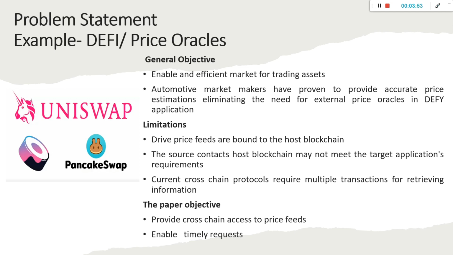For example, the Avalanche network may be good for high-speed transactions, but in that case the smart contracts cannot communicate with each other. So the goal of this paper is to provide cross-chain access so that information can be retrieved over the blockchain boundaries.